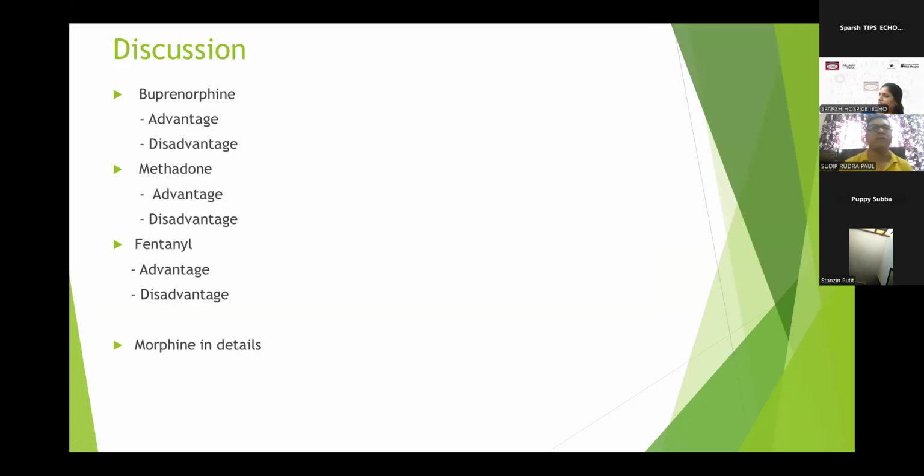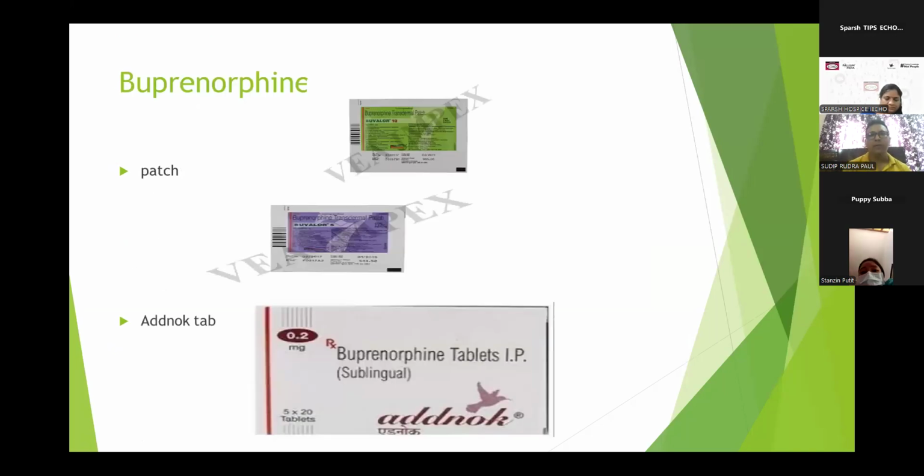Now we will discuss a little bit of buprenorphine, a little bit of methadone, fentanyl and morphine. Buprenorphine comes in the form of a patch. It comes in a 5 mcg per hour patch and a 10 mcg per hour patch. It is also available as a sublingual tablet. It is a 7 day patch, so whenever we put this patch on a patient, we have to ask the patient to keep it for 7 days.